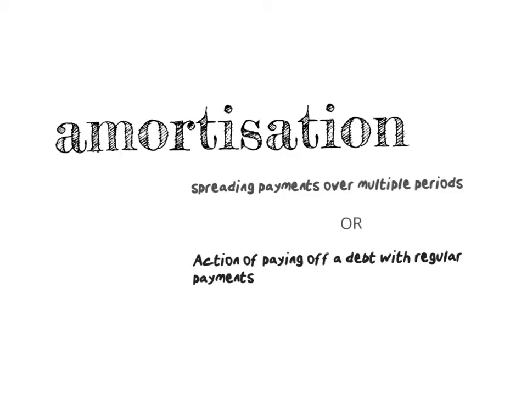Amortization is the spreading out of the payments of your bond over multiple periods. So you make small monthly payments to pay off a house of millions of rands over normally about 20, 30 or 40 years. It can also be defined as an action of paying off a debt with regular payments. So it really is the action of spreading it out, where the bond is the loan amount itself.